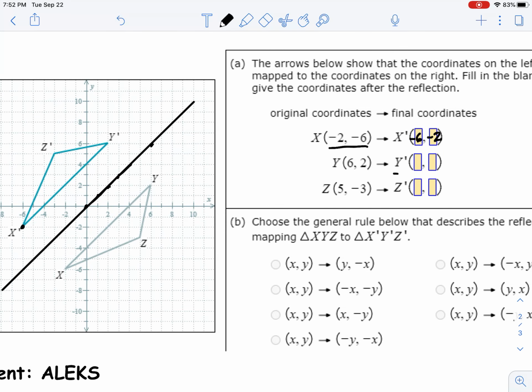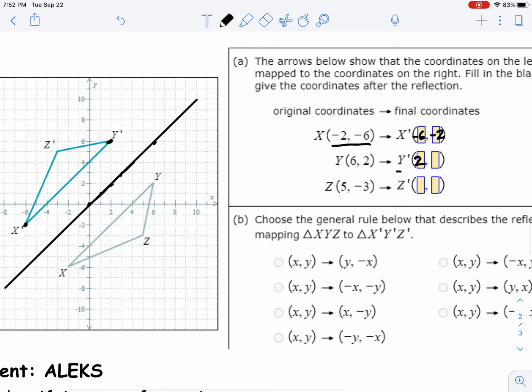Okay, let's talk about y prime. Y prime is right here. It looks like it is 2, 6. Next one, z prime. Z prime is right there. Looks like it is -3, 5.